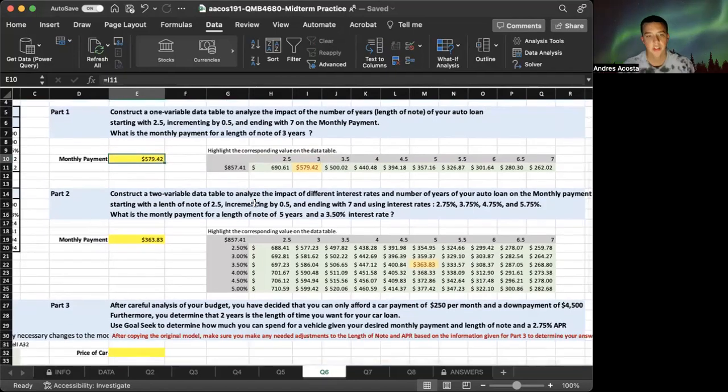Now for part 2, it says to construct a two variable data table. First off, am I even recording? Let me make sure. Okay, yes I am.